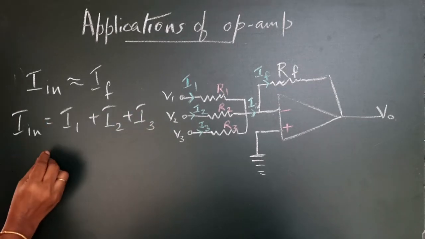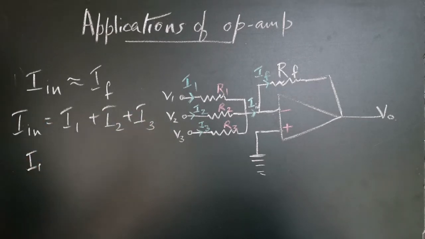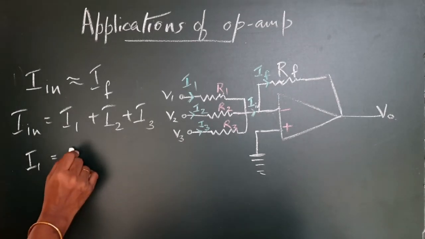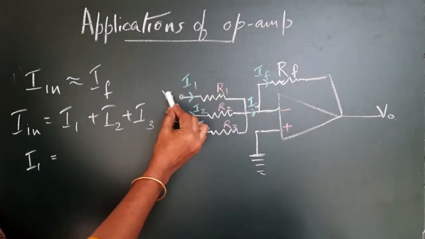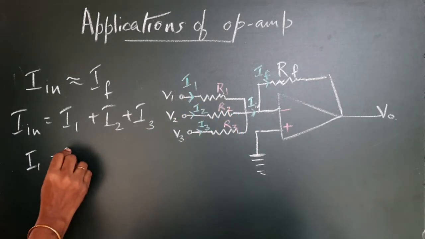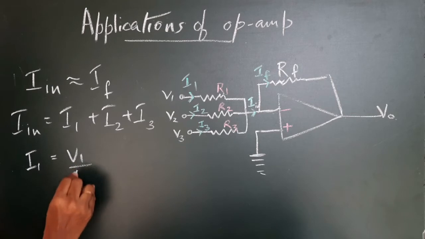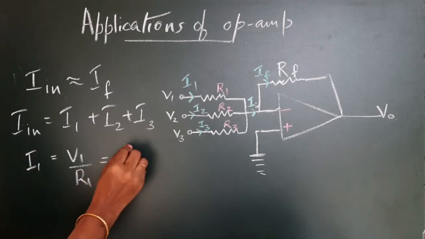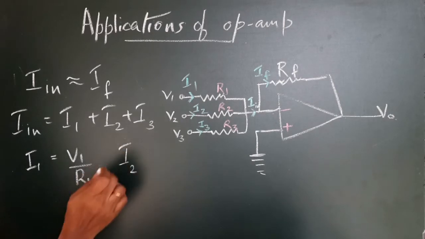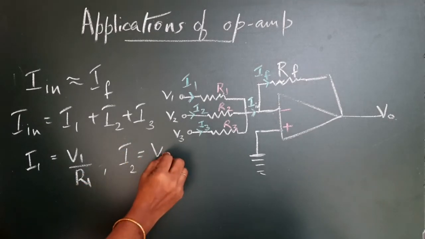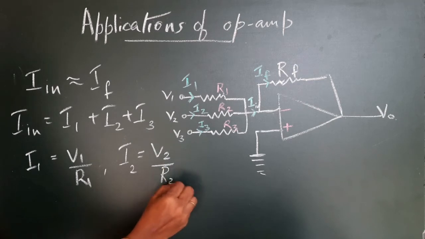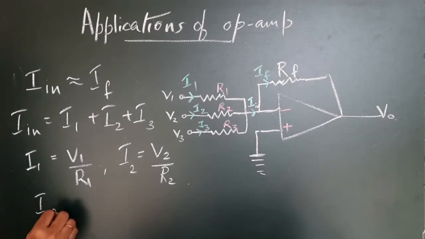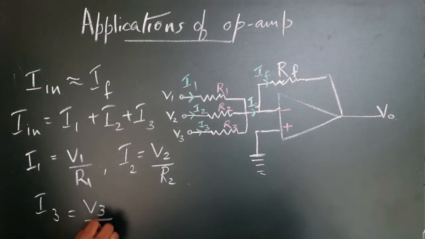Now the question is, what is I1? I1 we can write it as, what is I1? It is V1 by R1. So I1 is equal to V1 by R1. Now I2 is equal to similarly V2 by R2. Then similarly I3 is equal to V3 by R3.